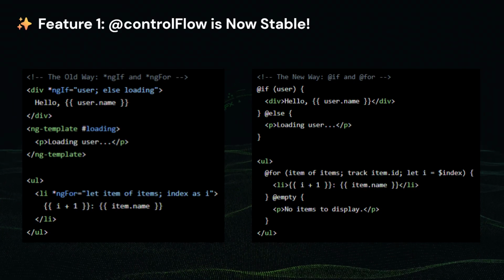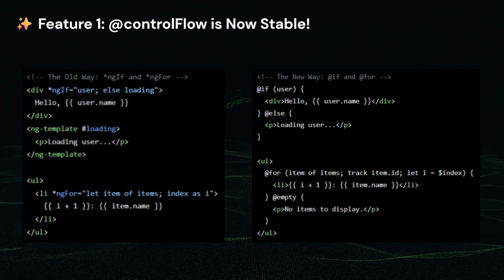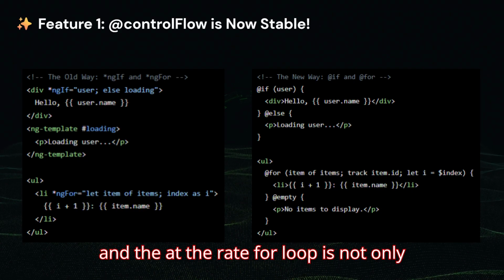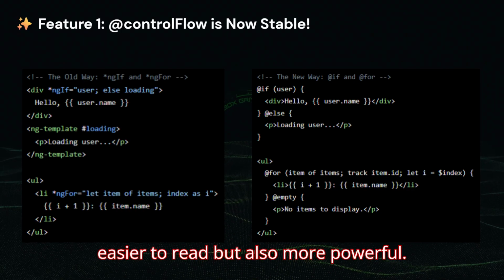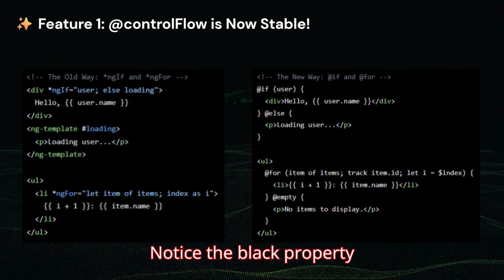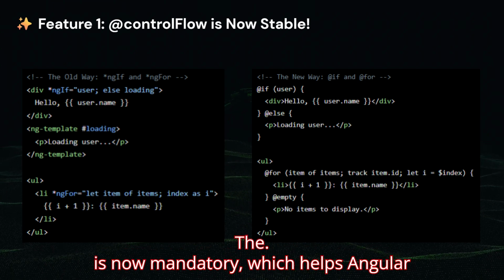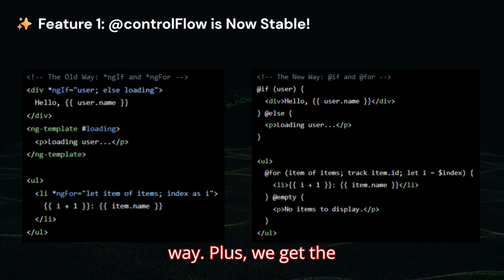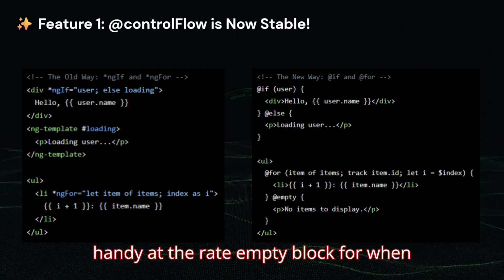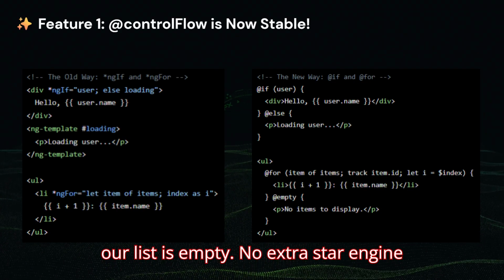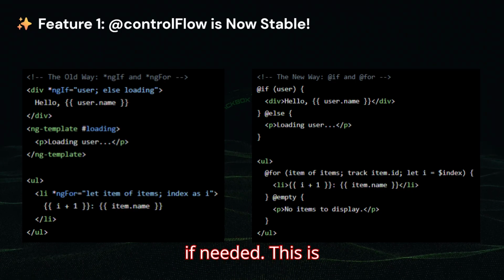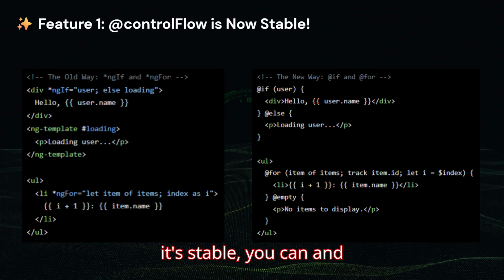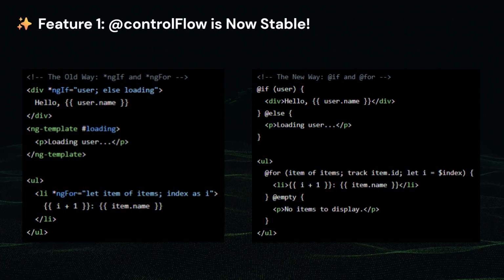See how much cleaner that is? The @if, @else structure is immediately familiar, and the @for loop is not only easier to read but also more powerful. Notice the track property is now mandatory, which helps Angular optimize rendering performance in a big way. Plus, we get the handy @empty block for when our list is empty. No extra *ngIf needed. This is a huge win for developer experience and performance. And since it's stable, you can and should start using it in all your new projects.